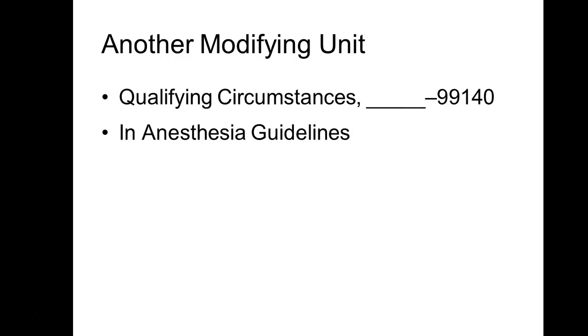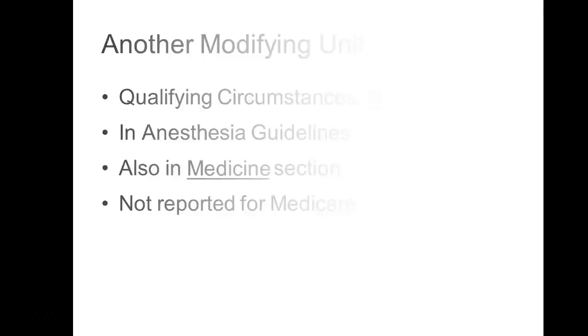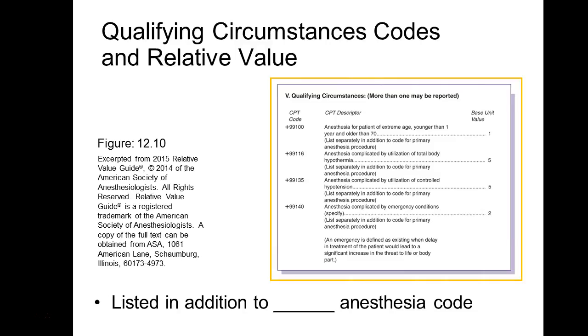Now, the other modifying units are the qualifying circumstances. Okay, so these are both in your green guidelines in anesthesia and in the medicine section. Again, these are also not reported for Medicare. And these, again, are going to give us extra circumstances. 99100 is for patients younger than 1 and older than 70.